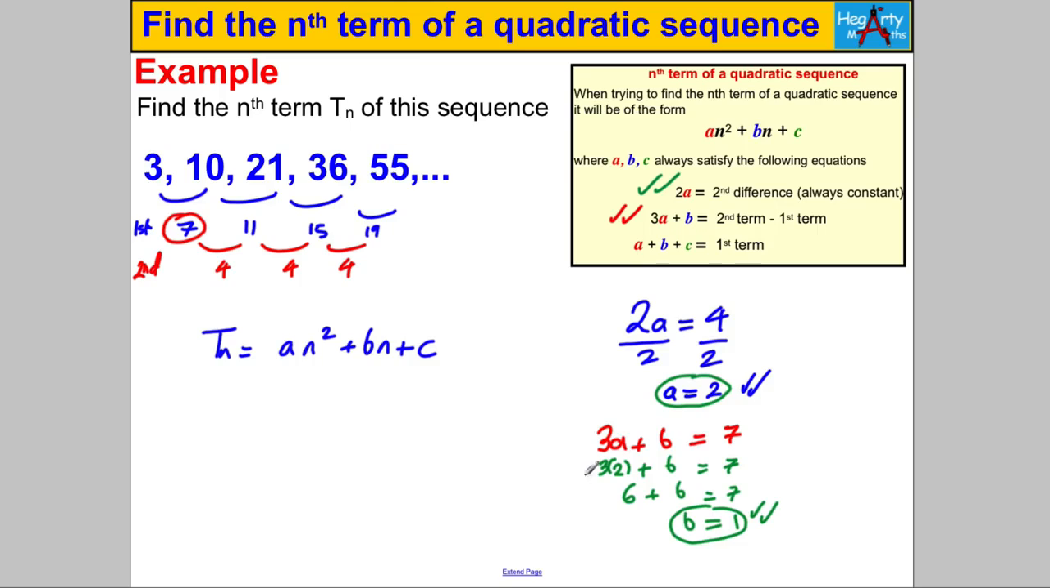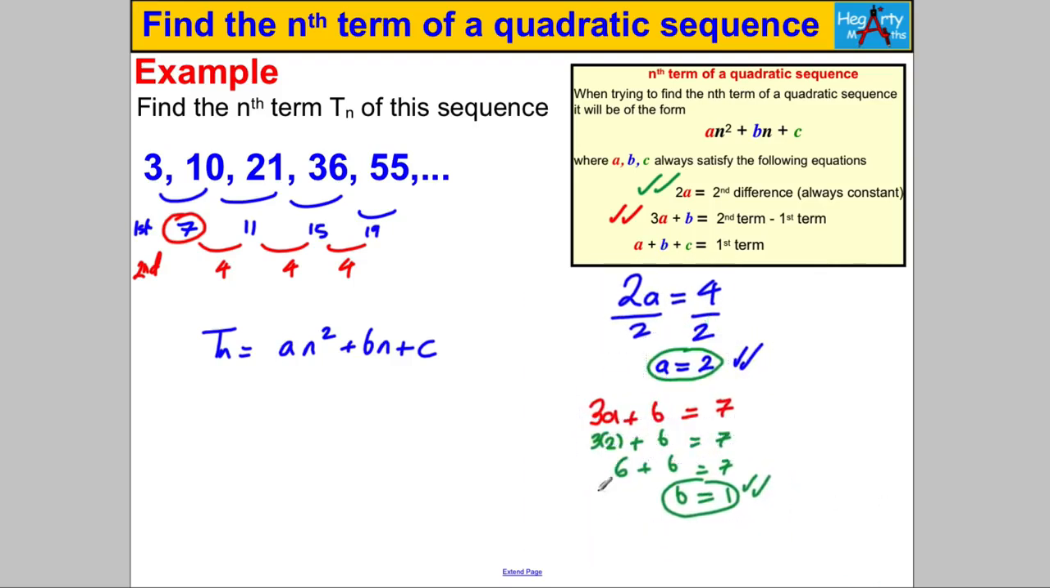And the last thing I need to do is find c. But I know the following. I'm just going to shift this up. I know for sure that a add b add c always gives me the first term, you see? And the first term was 3. Now, because of the work I've done above, I know a and I know b, so I can put them in. A is, remember, 2, b is 1, so 2 add 1 add c is equal to 3. 2 add 1 is 3, so 3 add c is equal to 3. Subtracting 3 off both sides, I get myself c must be 0.